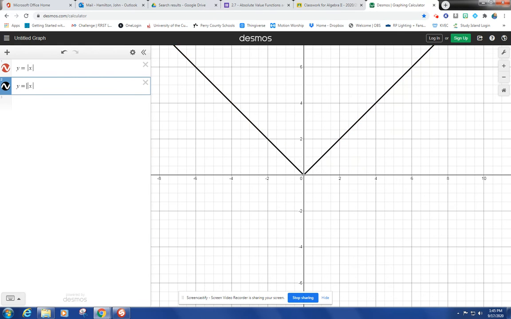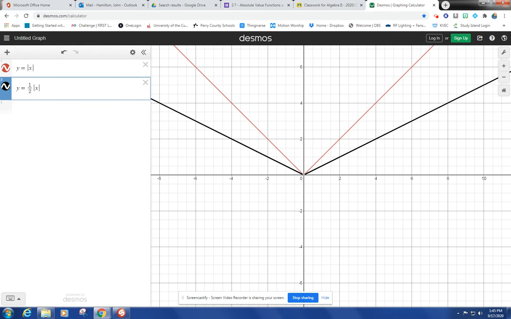As a matter of fact, I'm going to go ahead and erase this out and put in 1/2. And look what it does. It begins to flatten out or compress. And so we see from this illustration that it performs exactly the same way.